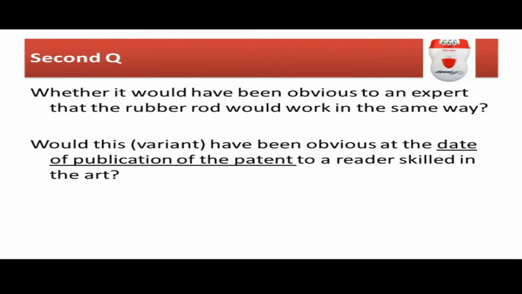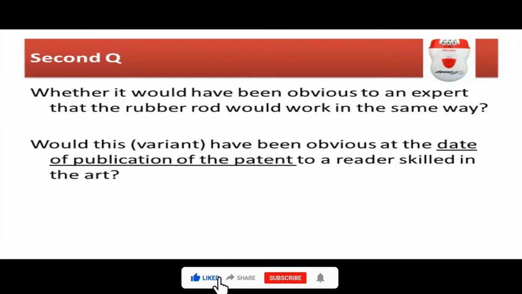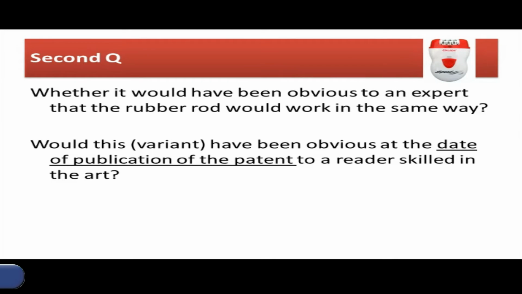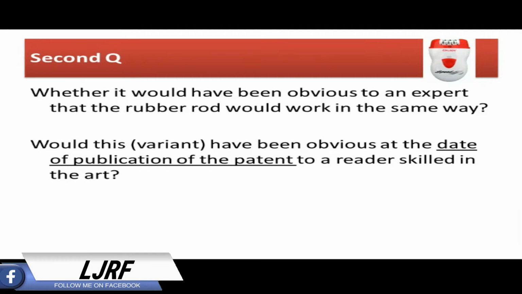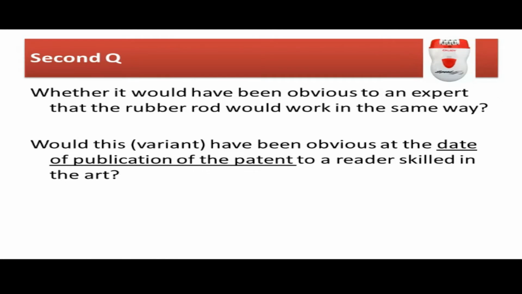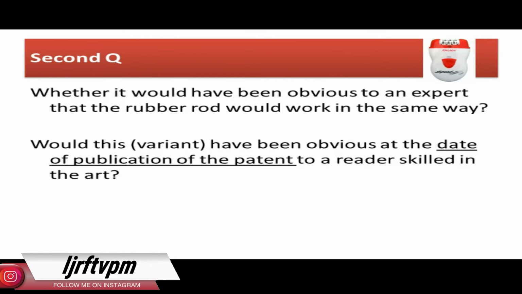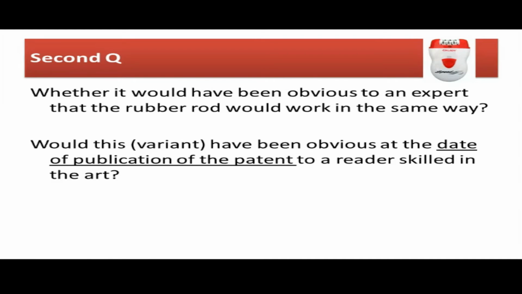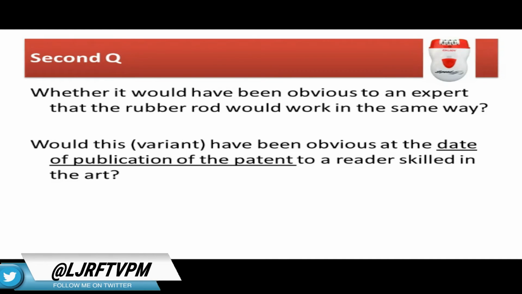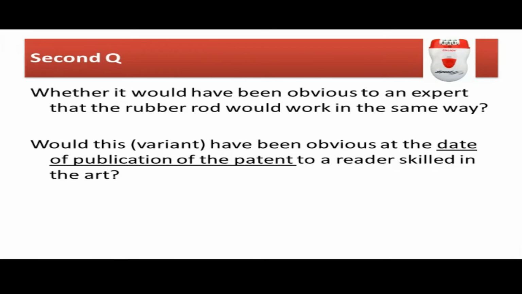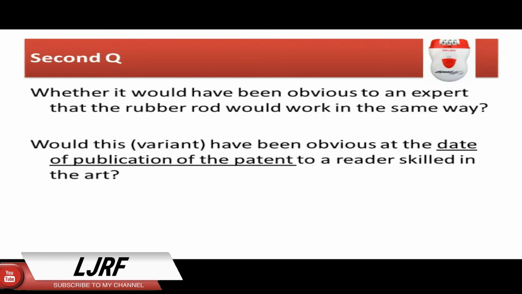Would this variant, what is the variant? The rubber rod instead of the spring, have been obvious? Would that have been foreseeable at the date of publication of the patent? That date is also important. It is not the date today when we are deciding the matter. We need to consider whether it would have been obvious to a person reading this on the date on which the patent application was published, to a reader skilled in the art.